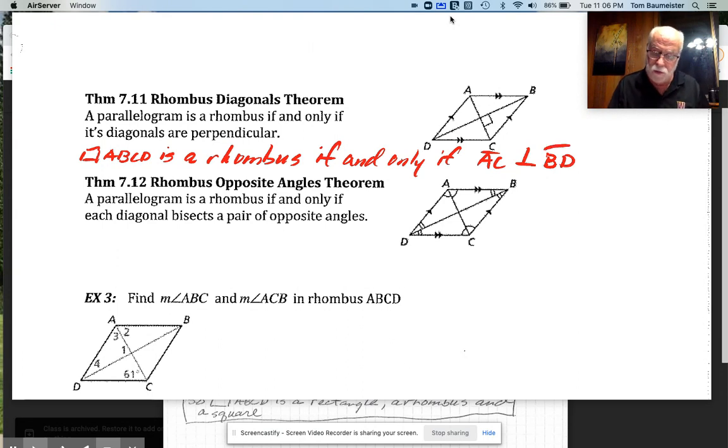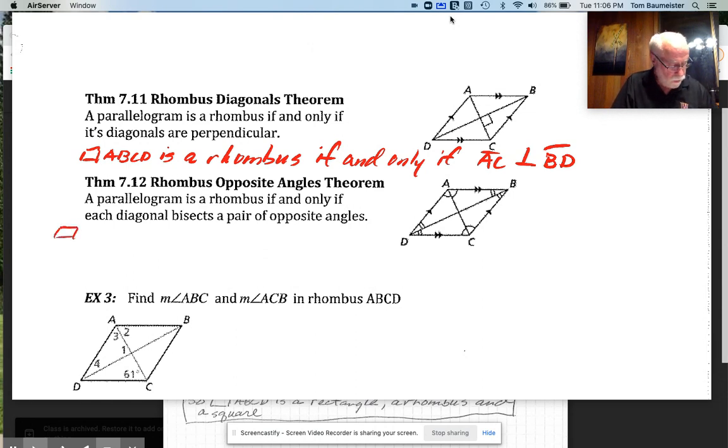Theorem 7.12 is the rhombus opposite angles theorem, which states a parallelogram is a rhombus if and only if each diagonal bisects a pair of opposite angles. So remember, bisect means it cuts it in half. So if you look here, they're saying that these two are marked the same, so we can tell that it bisects it. Same here, right? These two here are different, but again, they're both marked with double arcs, so we know that they are the same.